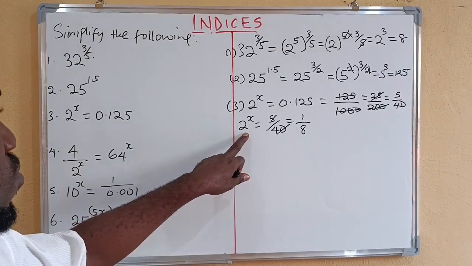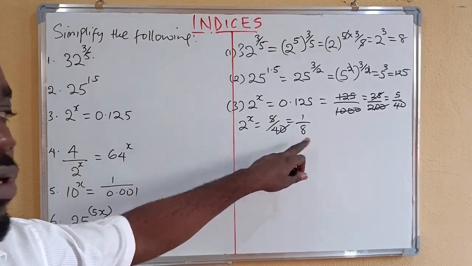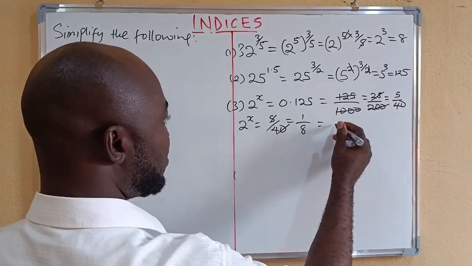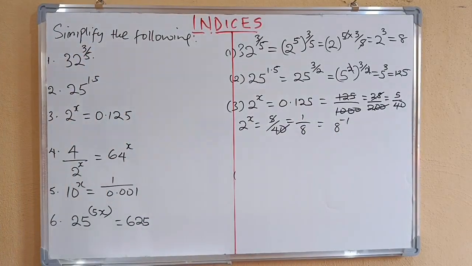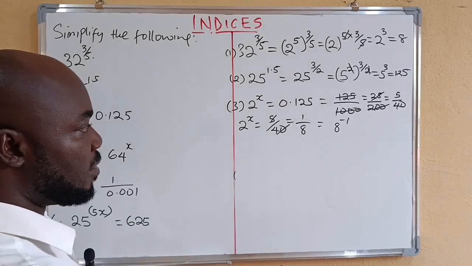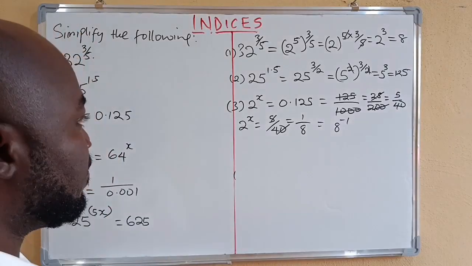Fine, but what I have here is 2 to the power of x. I have to do the same thing to 8. So I can write this to be 8 to the power of minus 1, because any number to the power of minus 1 is 1 over that number, which is one of the laws of indices.